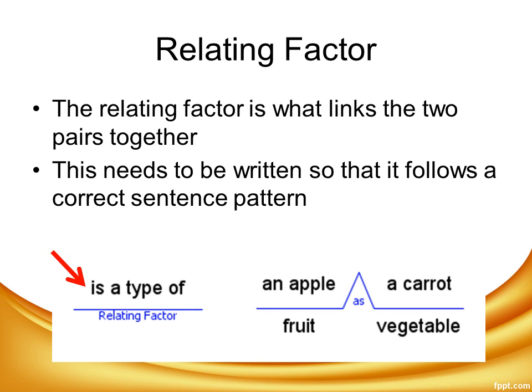The relating factor is what links the two together, such as an apple is a type of fruit, like a carrot is a type of vegetable. Now you write the relating factor so it can be used in a sentence, such as in this one, it is "is a type of." You can't just write "a type of" because an apple is a type of fruit. You would have to have "is a" in order to make the sentence complete. Therefore, an apple is a type of fruit, as a carrot is a type of vegetable.